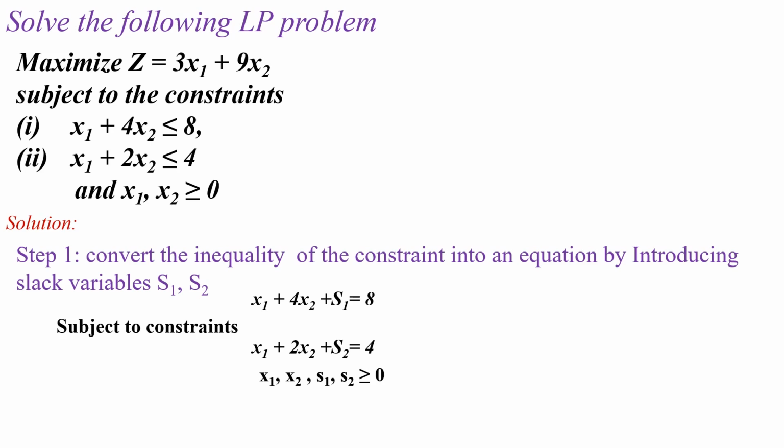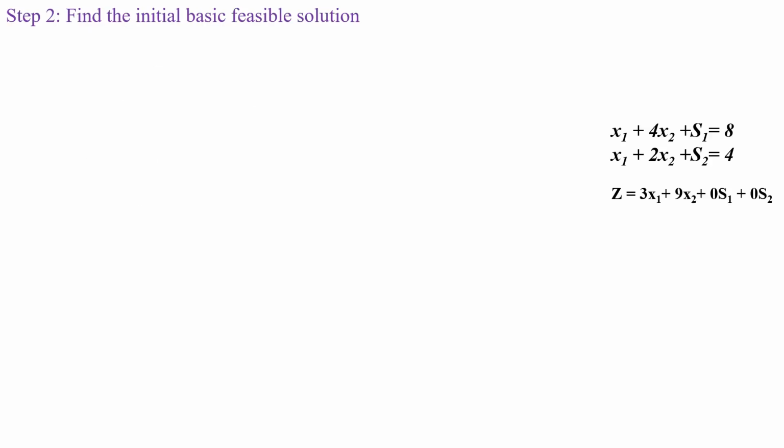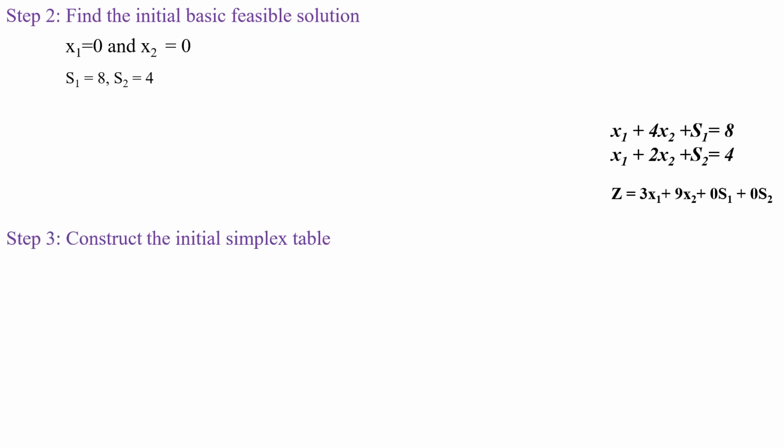Next, rewrite the objective function in terms of x1, x2 and s1, s2. Second step is to find the initial basic feasible solution. For this, we consider the decision variables x1, x2 equal to 0, and we substitute these x1 and x2 values in the constraint equations. We will get the s1 and s2 values. Here s1 value is 8 and s2 value is 4.